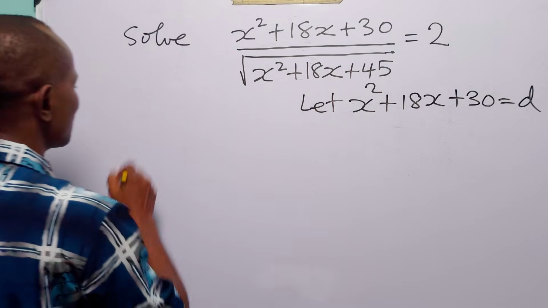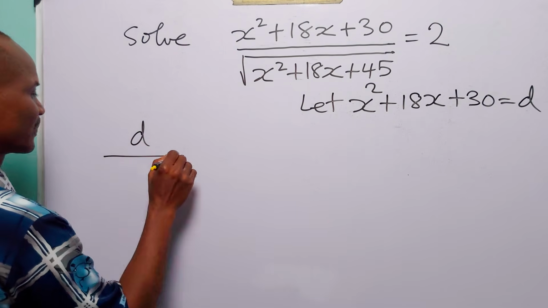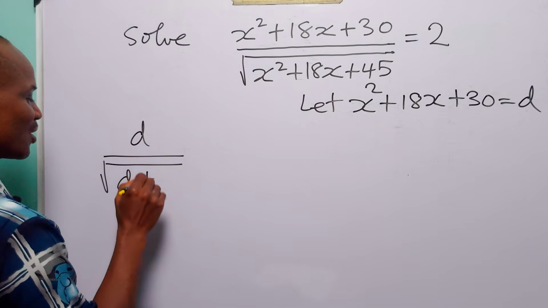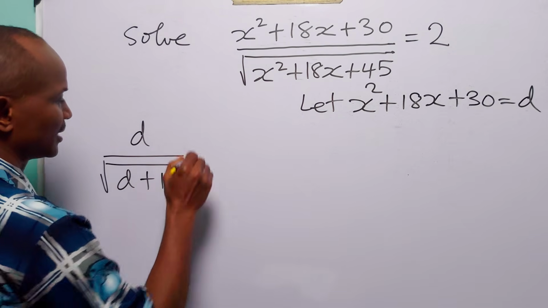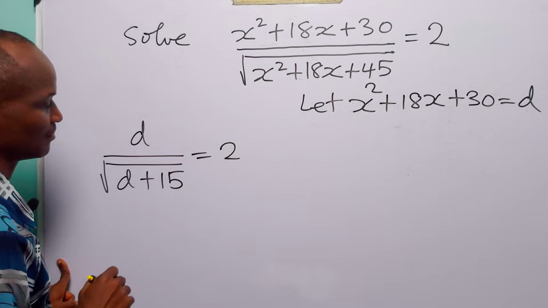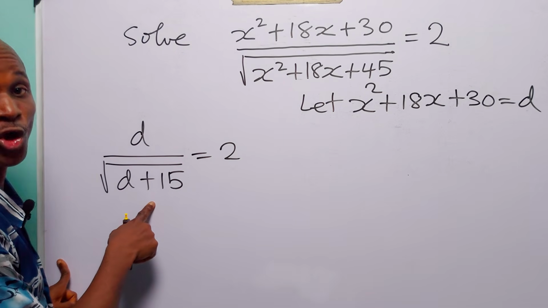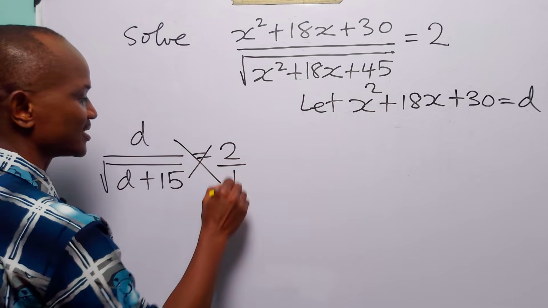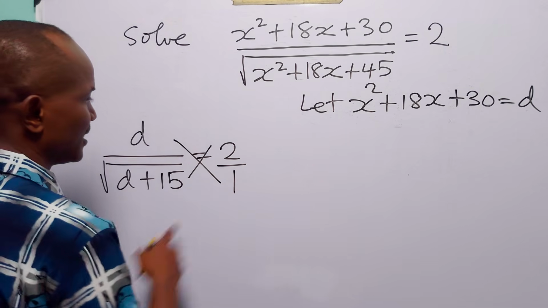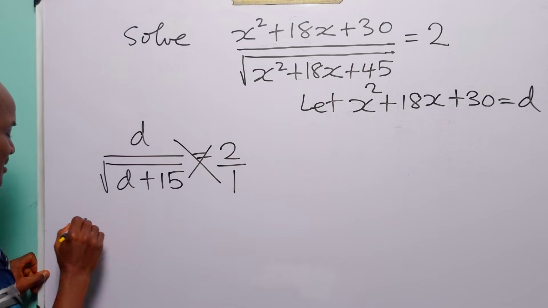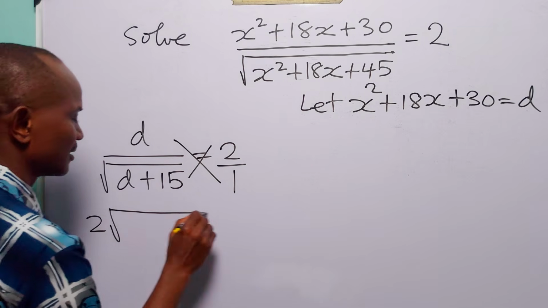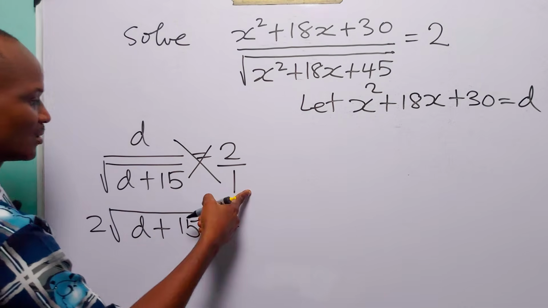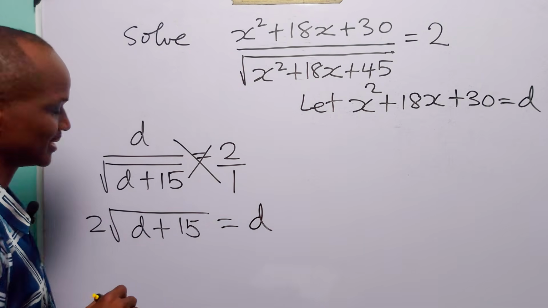Now we can write this equation as d over the square root of d plus 15 is equal to 2. And of course, to get rid of this fraction on the left hand side of the equation, we cross multiply. Of course, you know that this is 2 over 1. Now we have 2 times the square root of d plus 15, and this is equal to d times 1, which is d.